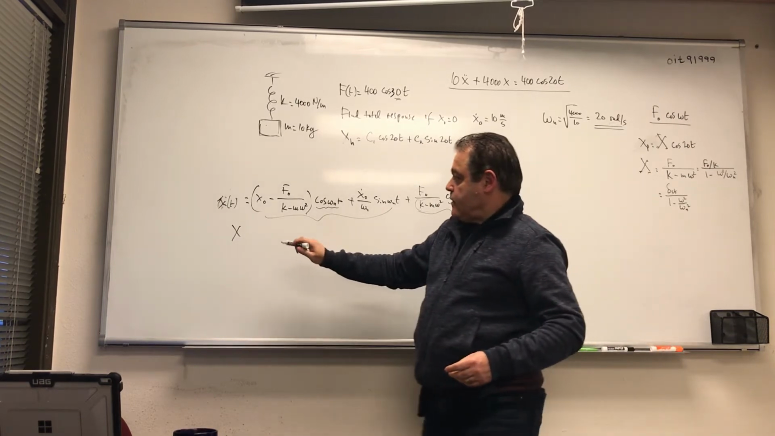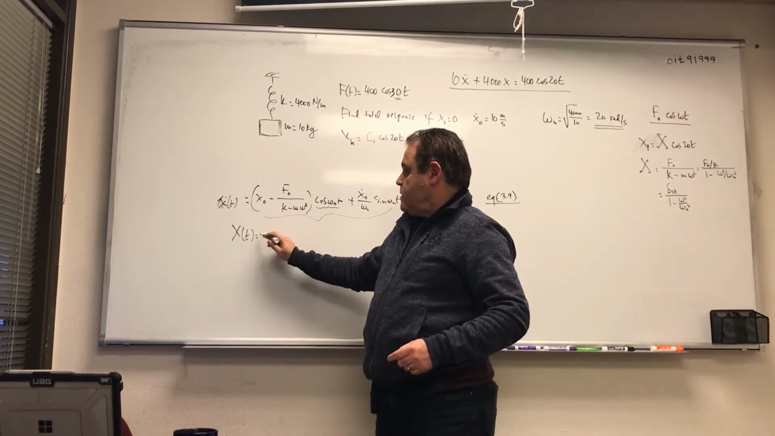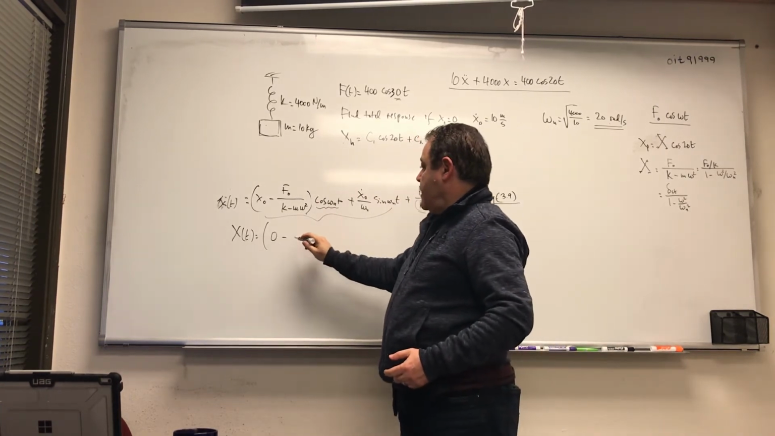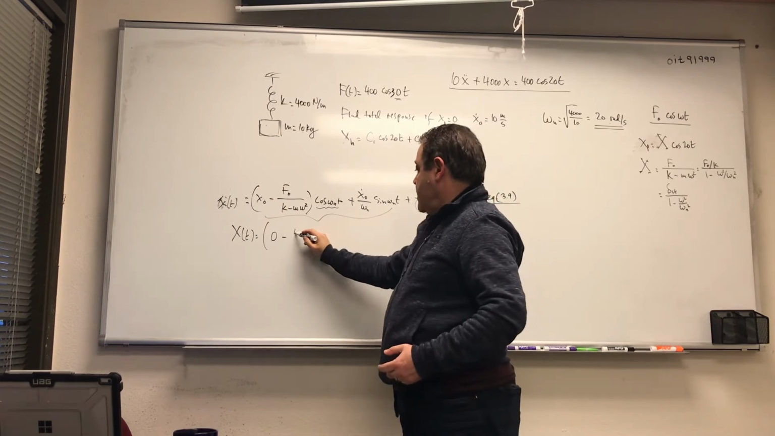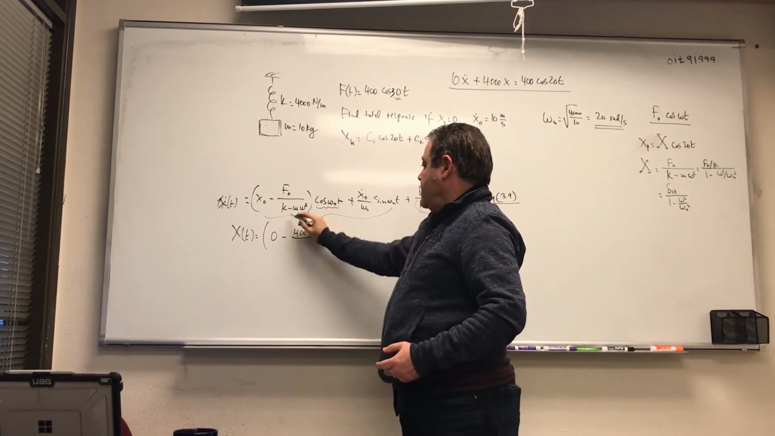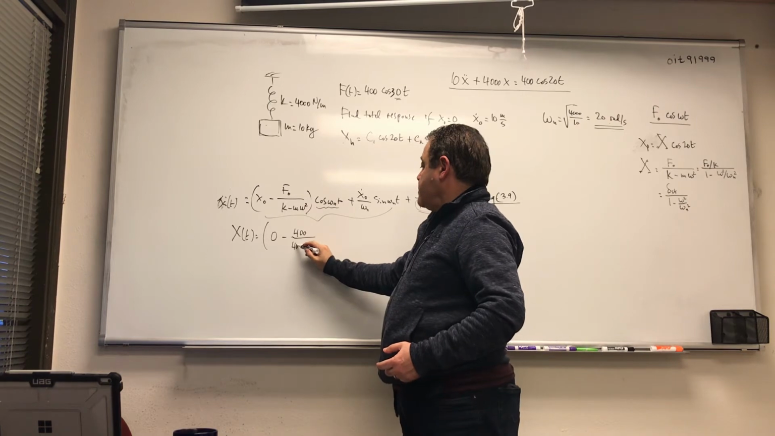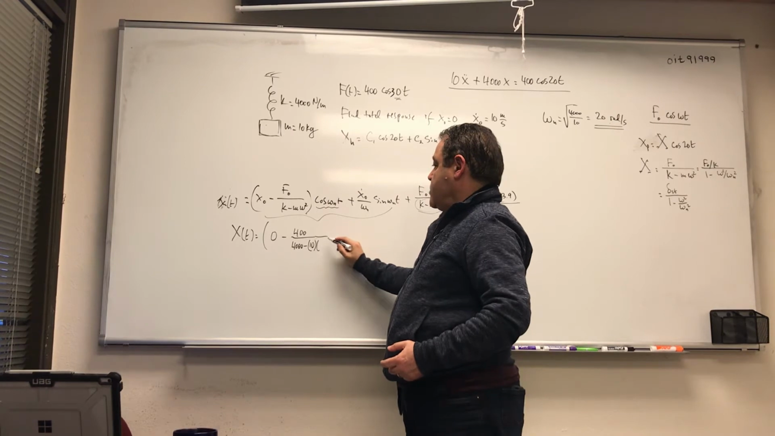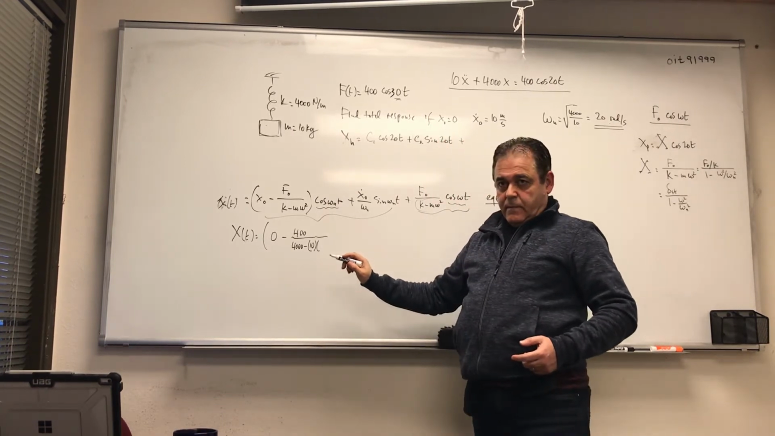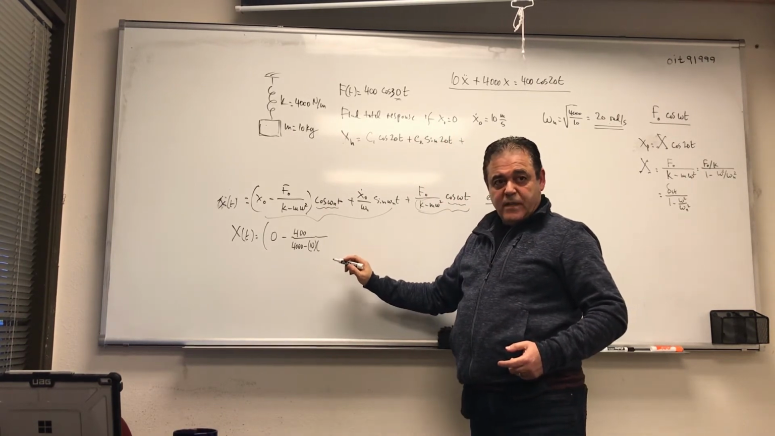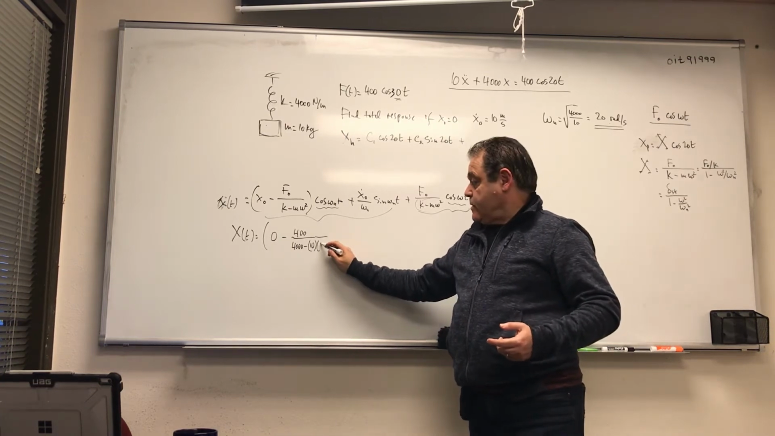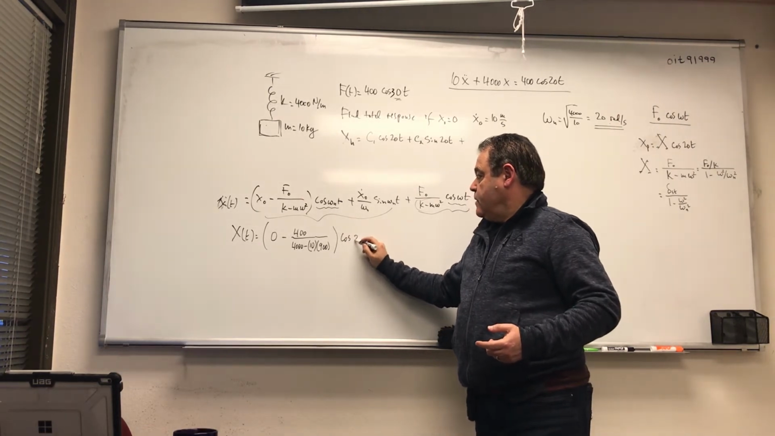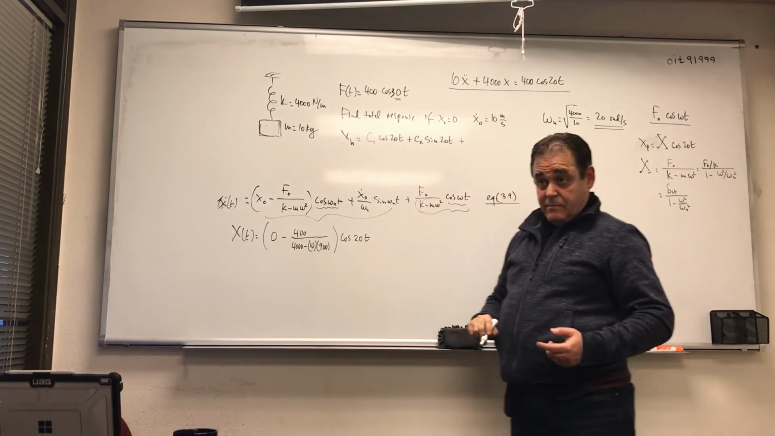So you come in here, you go like x of t equals, what's x0 here? 0. 0 minus f naught, that's 400. K is 4,000 minus m is 10, omega squared is 900, right? 30 squared is 900. Times cosine of 20t.